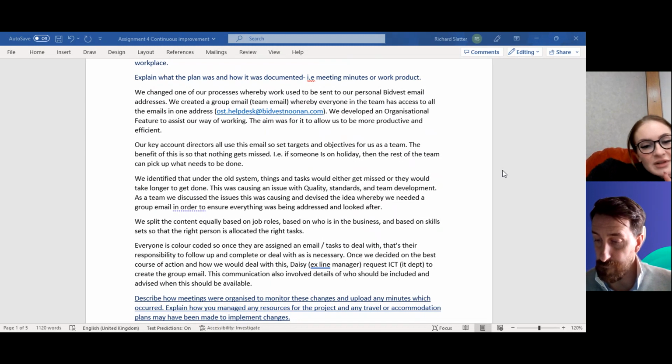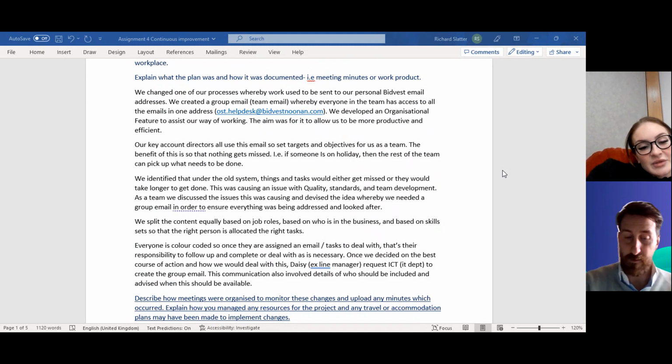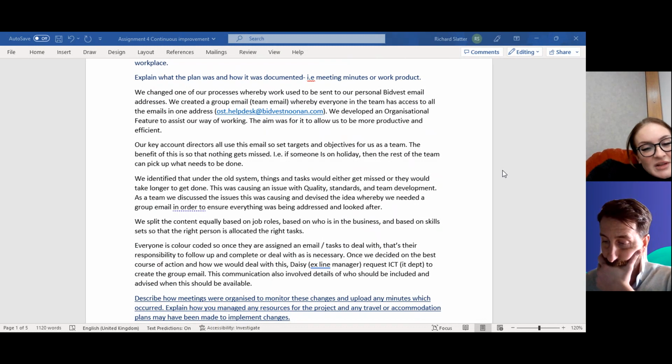This was causing an issue with quality, standards and team development. As a team, we discussed the issues that this was causing, and we came up with an idea whereby we needed a group email in order to ensure everything was being addressed and looked after. We split the content equally based on job roles, based on who was in the business, and based on skill sets, so that the right person is dedicated to the right tasks.